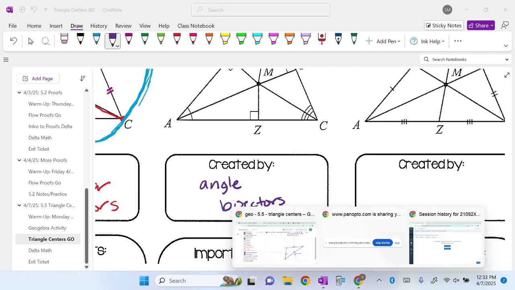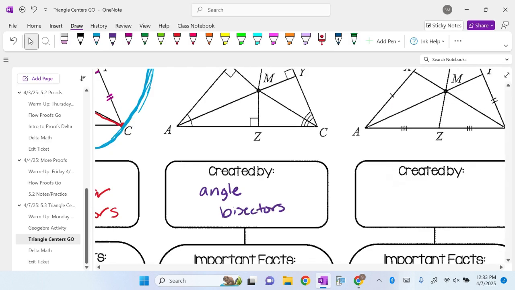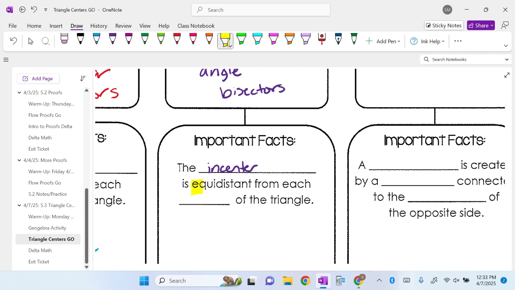So, for example, if I'm looking back at my activity, if I'm looking at circumcenter and the angle bisectors, it's really faint, but all three of those go through the incenter. So, important facts here is that the incenter is equidistant. So again, that means equal distance from each side of the triangle. All right.